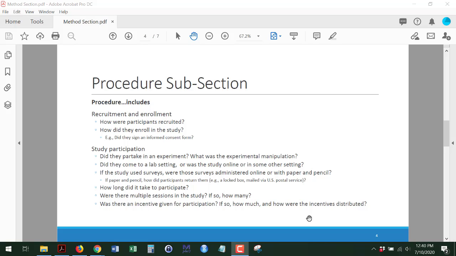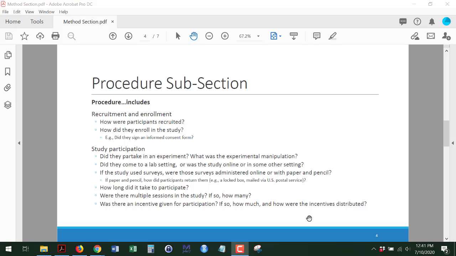What did they do as part of that experiment? Did they come to a lab setting, or was the study online or in some other setting like a school or a workplace? If the study used surveys, were those surveys administered online or with a paper and pencil? If they were paper and pencil surveys, how did participants return them? Was it a locked box, for instance?